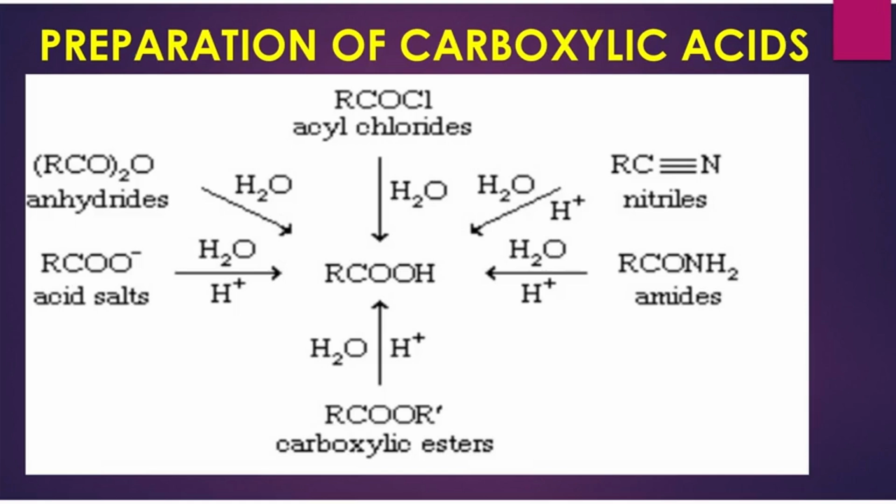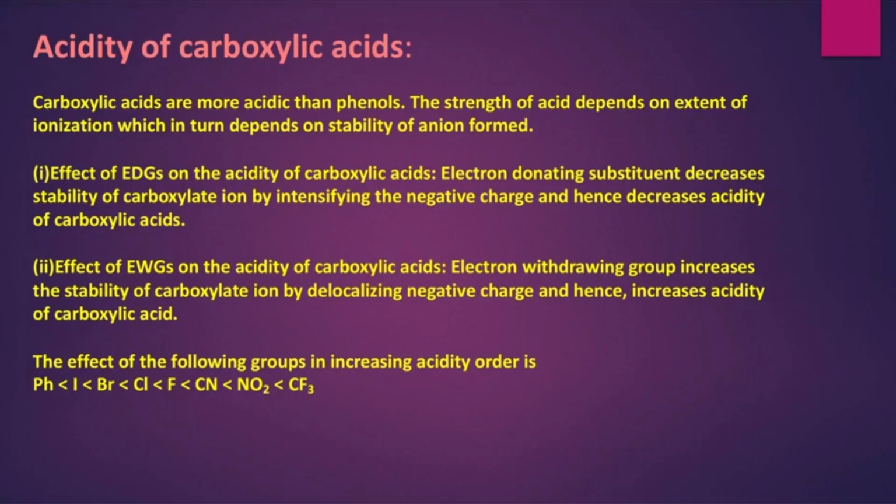Next topic is carboxylic acid. Preparation of carboxylic acid from alcohol, from primary alcohol, is very important. Then hydrolysis of amides, nitriles, acid chlorides, acid anhydrides, these all will give you the carboxylic acid. When it comes to the important reactions of carboxylic acid, there is only one name reaction, which is very important, the HVZ reaction. The next topic is acidity of carboxylic acid. Acidity of carboxylic acid will increase if there is an electron withdrawing group present, and it will decrease if there is an electron donating group present.